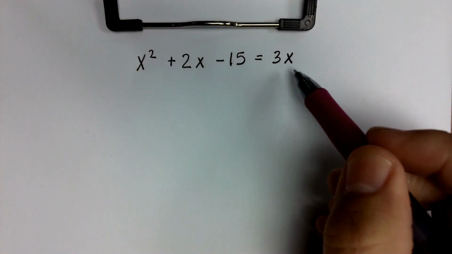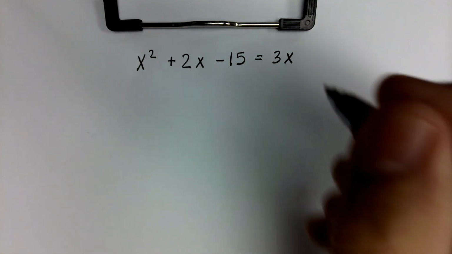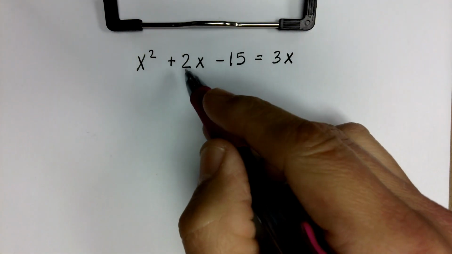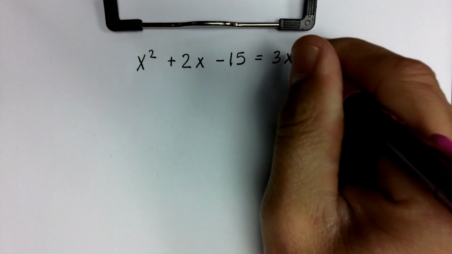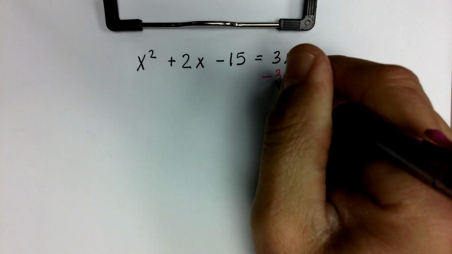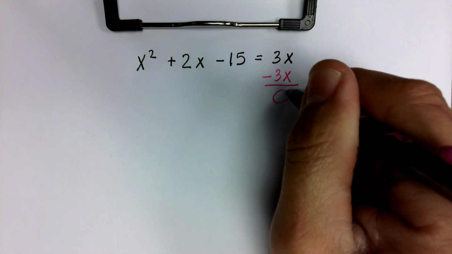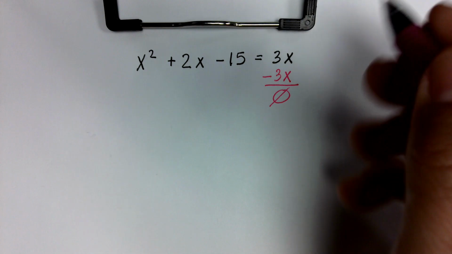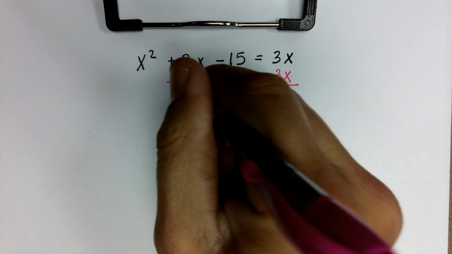The first thing that I want to do is I notice that since it's not set equal to 0 and it has a 3x on the right hand side, I want to move this 3x over to the left hand side of the quadratic. This is a positive 3x, so to move it to the left, I'm simply going to subtract 3x from it. And that leaves me with 0.